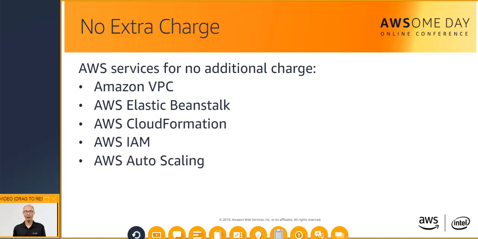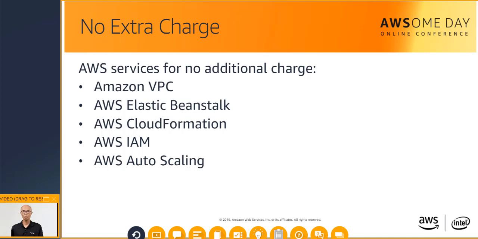AWS also offers a variety of services for no additional charge. Amazon VPC lets you provision a logically isolated section of the AWS Cloud where you can launch AWS resources in the virtual network that you define. AWS Elastic Beanstalk is an even easier way for you to quickly deploy and manage applications in the AWS Cloud. AWS CloudFormation gives developers and system administrators an easy way to create a collection of related AWS resources and provision them in an orderly and predictable fashion.